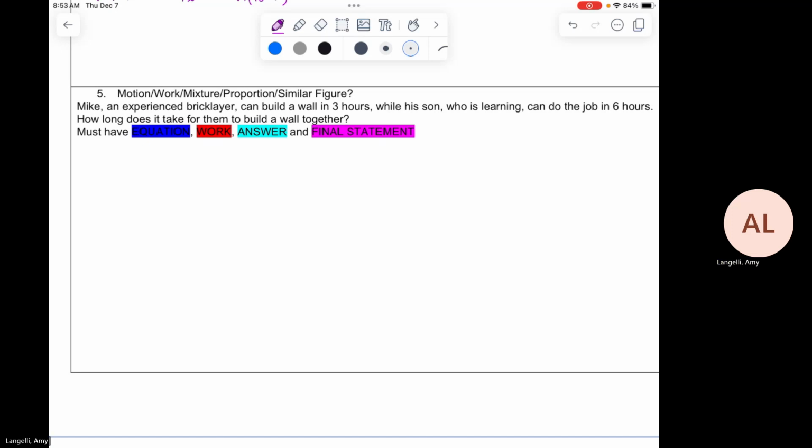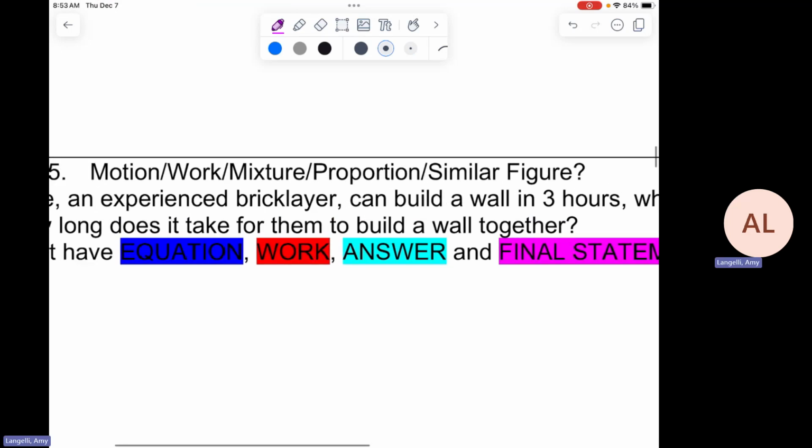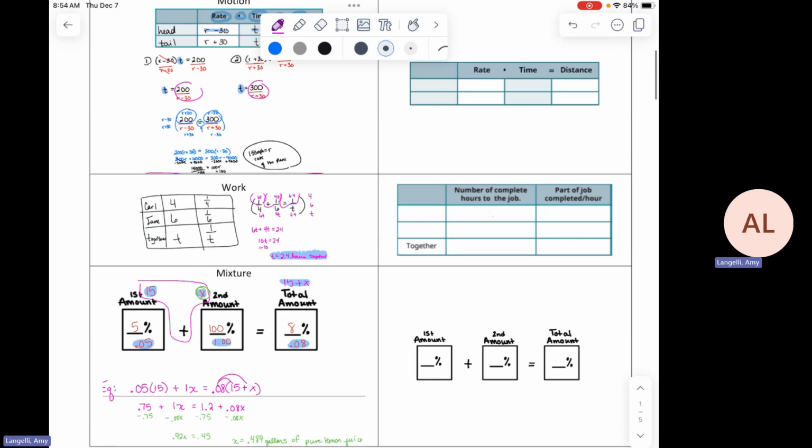All right. Mike is an experienced bricklayer. He can build a wall in 3 hours. His son, who's learning, can do the same job in 6 hours. How long does it take for them to build the wall if they work together? Do you guys think that's a mixture, a work, or what one do you think it is up there? Very good. So I'm going to go steal this work chart.